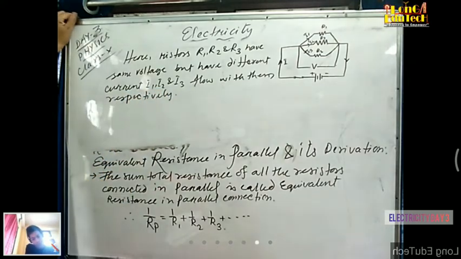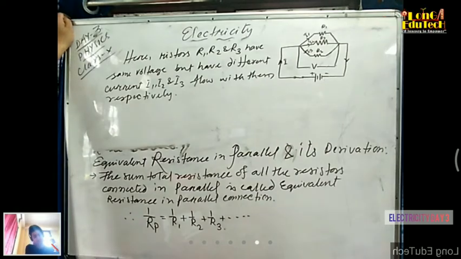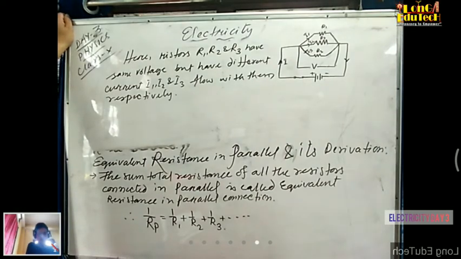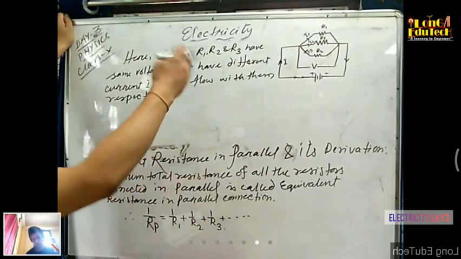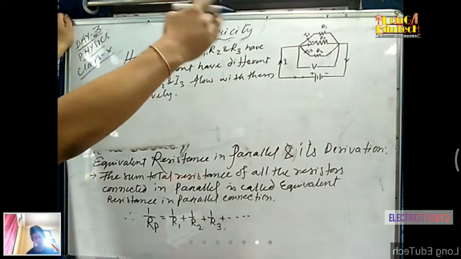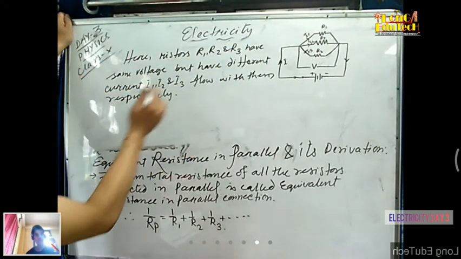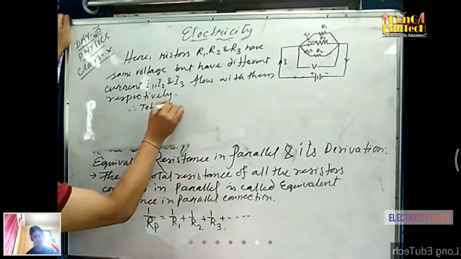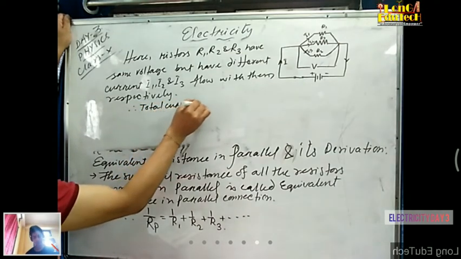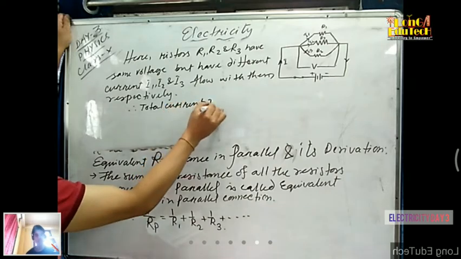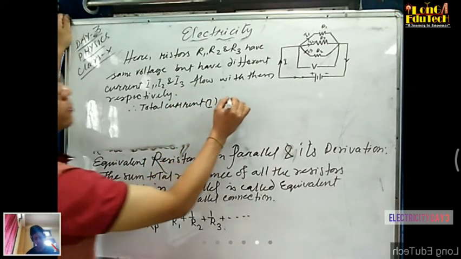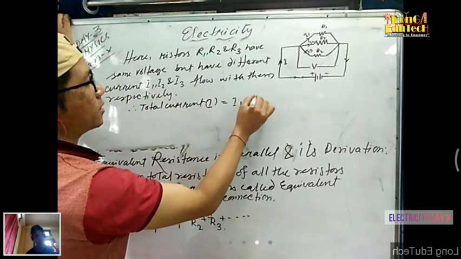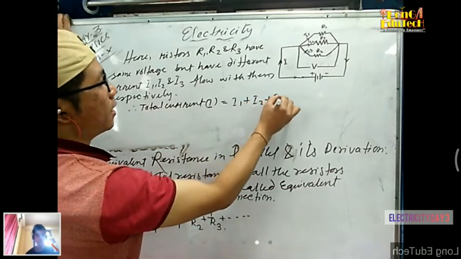Here resistors R1, R2, R3 have the same voltage, but different currents I1, I2, I3 flow through them respectively. That means R1 carries I1, R2 carries I2, R3 carries I3. So therefore the total current I is equal to I1 plus I2 plus I3.